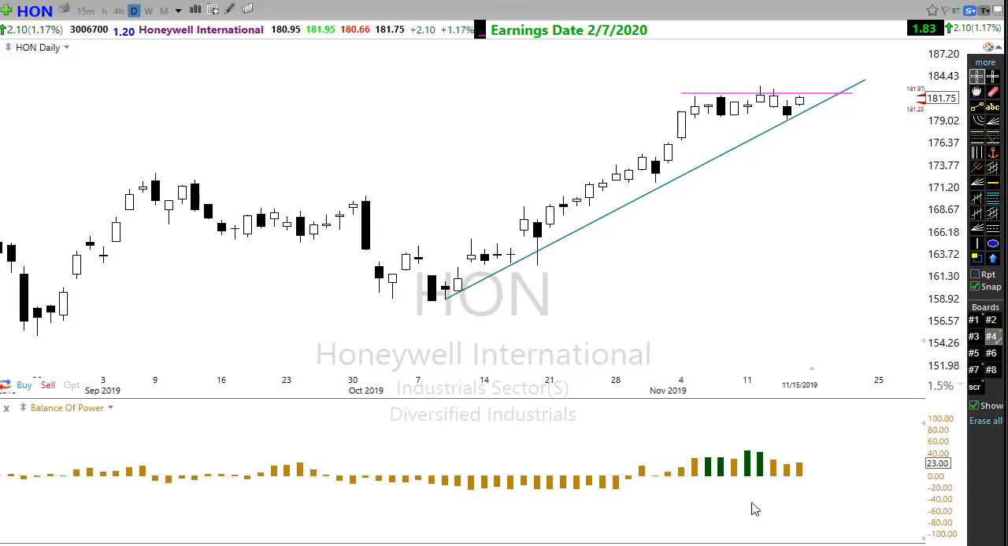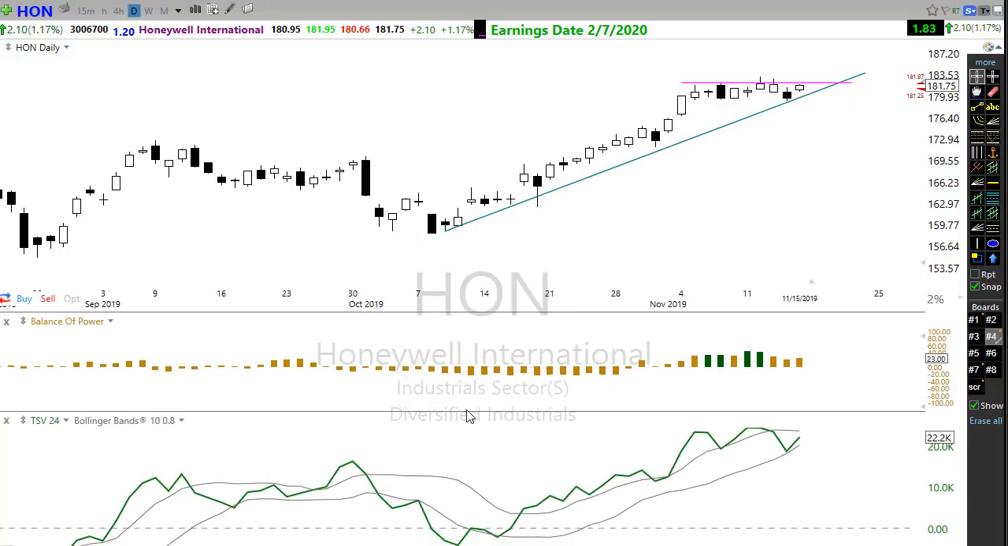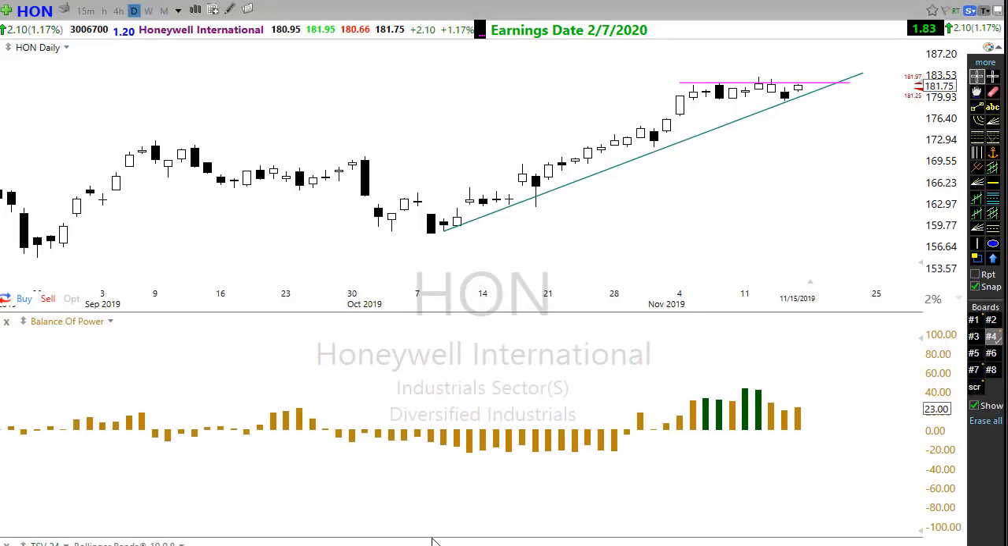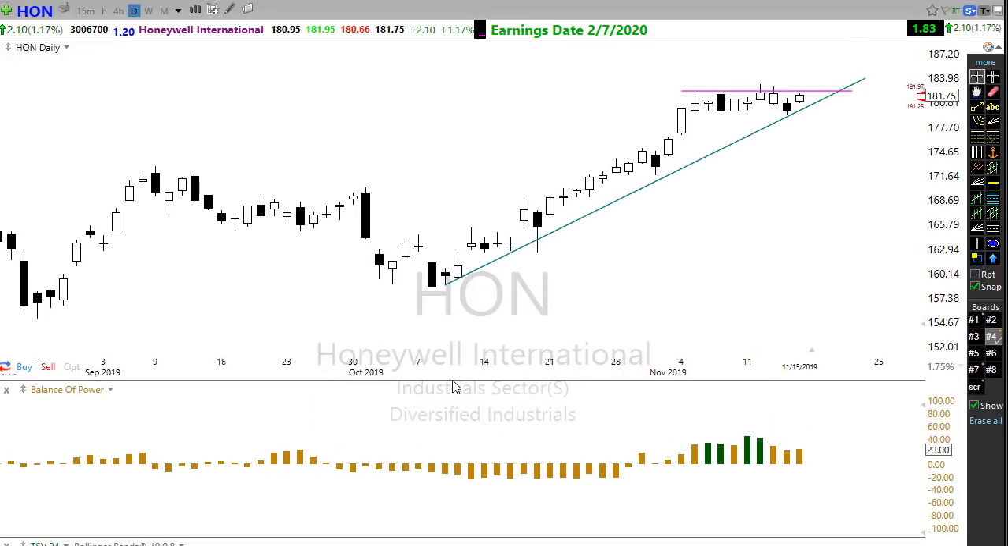Okay, the only way there can be accumulation, and notice here, let me pull this up a little bit further. If you notice in here, we've had rising TSV. So we've got rising TSV, time segmented volume coming in, and we have balance of power showing systematic buying going on. Now it's only crossed over green a few times. I usually like to see nice high and tight green indicators in there for balance of power.